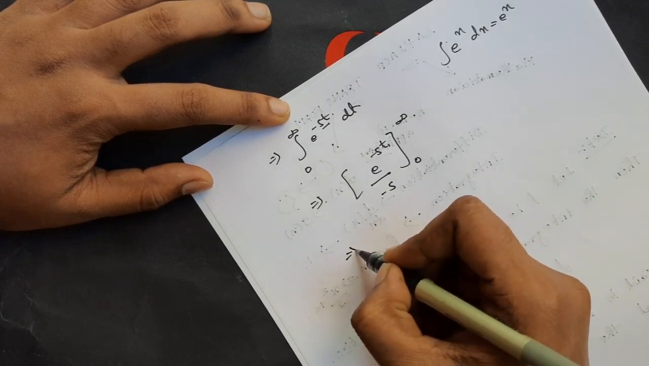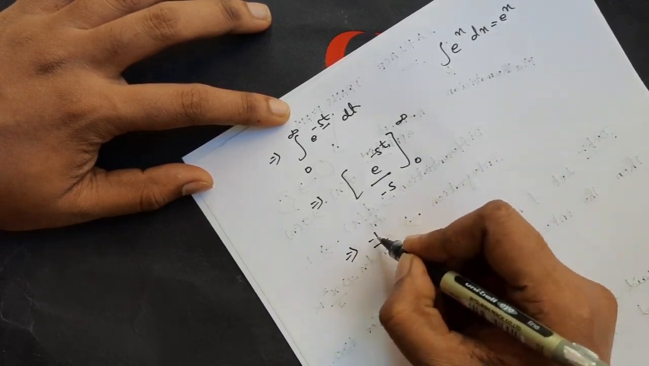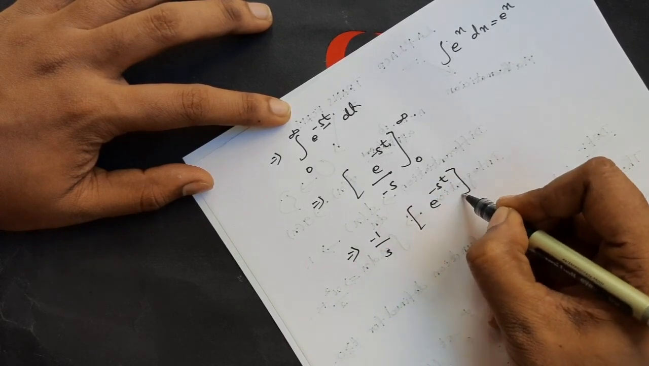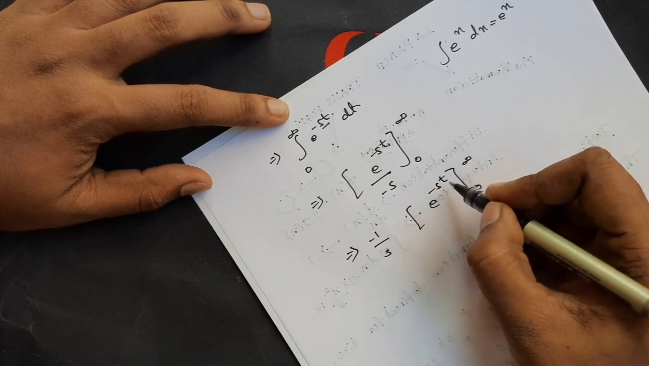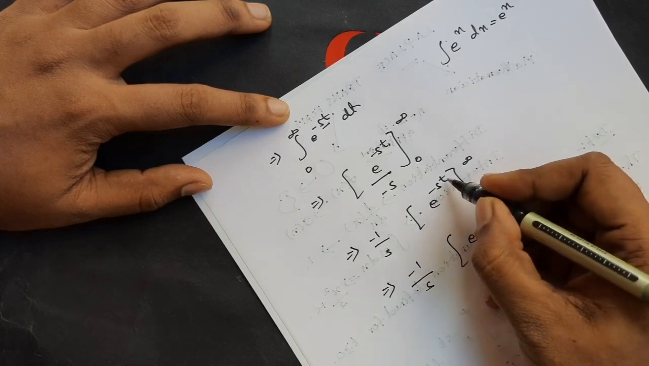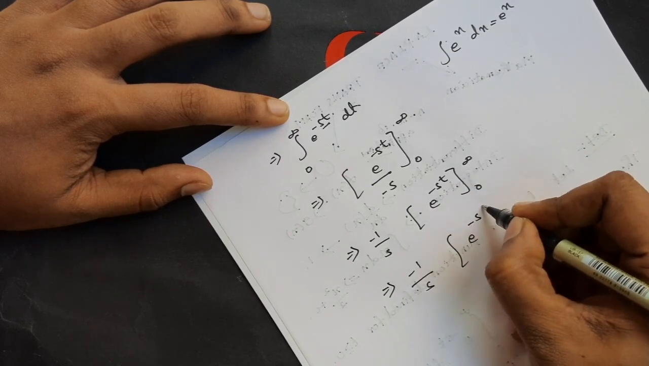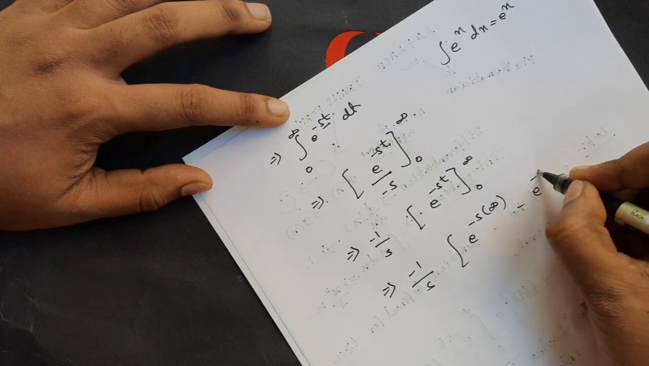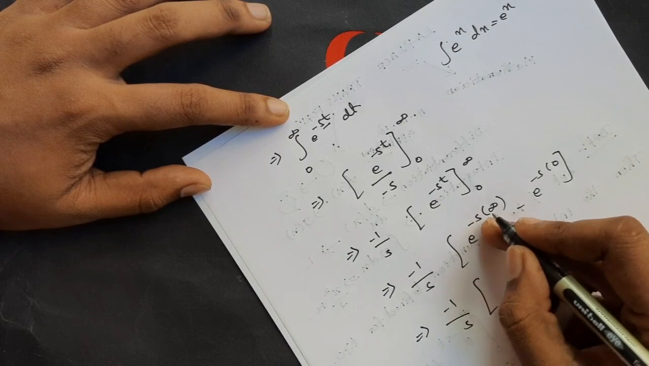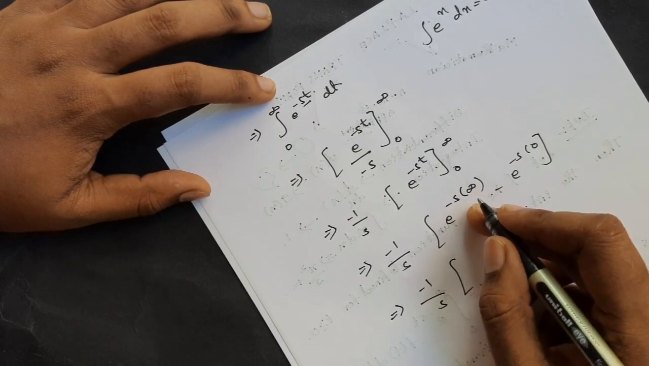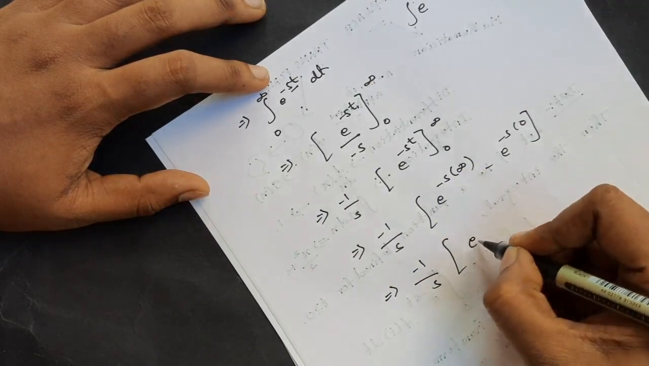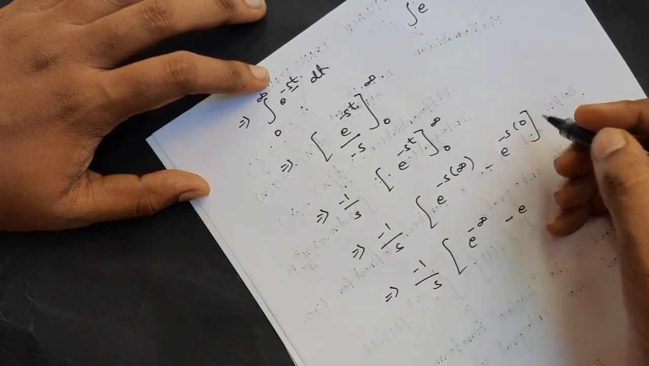So I pull this 1 by minus s outside of the bracket, with e power minus st from 0 to infinity. Now I apply the upper limit minus the lower limit: minus 1 by s, e power minus s into infinity, minus e power minus s into 0. Here s is a constant term, so e power minus s into infinity is e power minus infinity, which is 0, and e power 0 is 1.